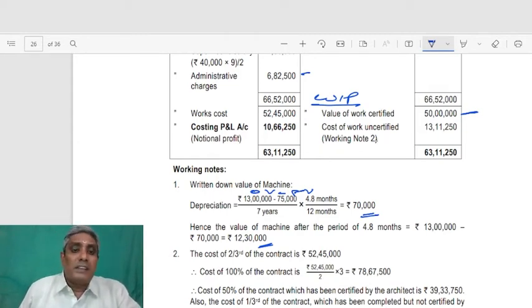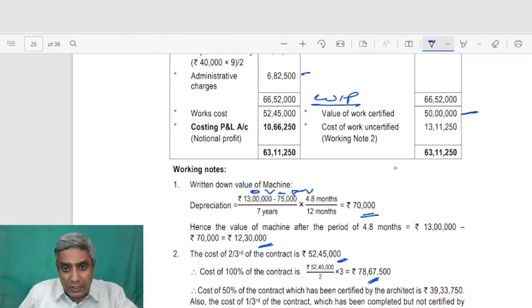So cost of work uncertified we have to calculate like this. First of all, total cost of the contract. The cost which we have arrived, 52 lakh 45,000, is 2/3. Now if you reverse it, working out, this is the total cost of the contract. In that, 50% is what the architect has certified. So the remaining will be work uncertified. Remaining 1/3 of the contract is not certified. That is what 13 lakh 11,250. Another method of calculation, you can do it like this.